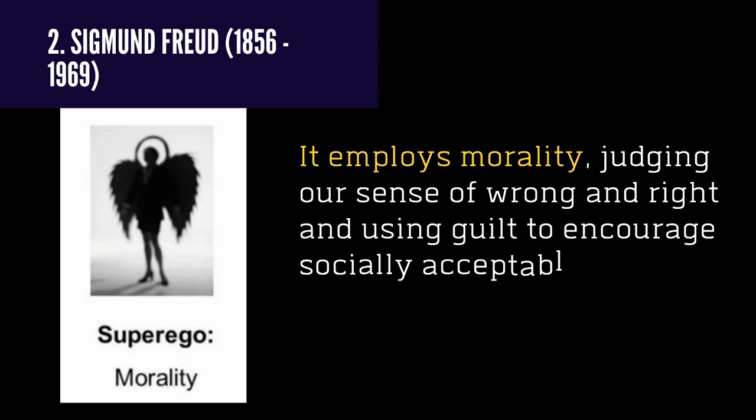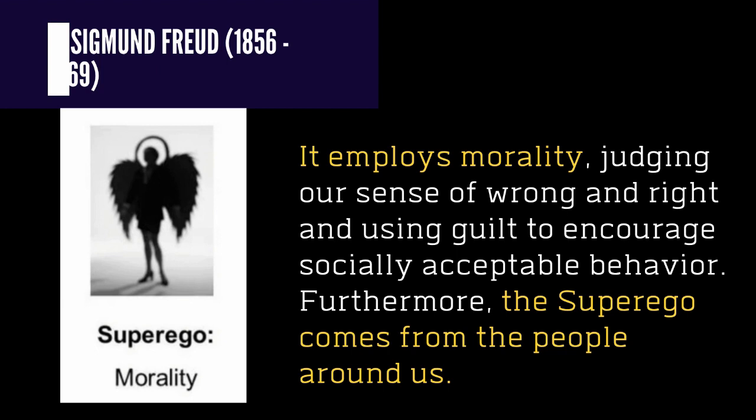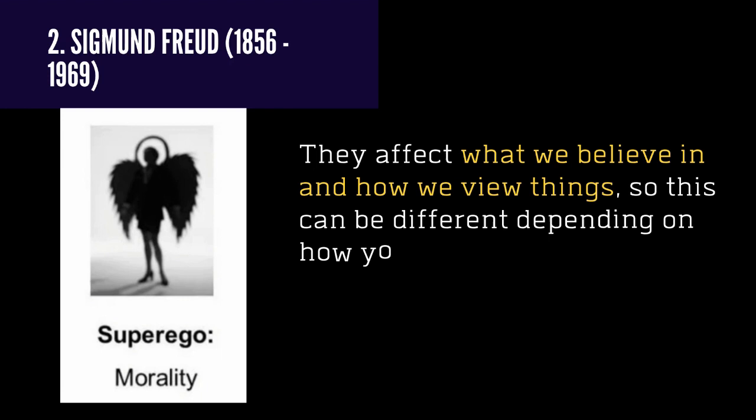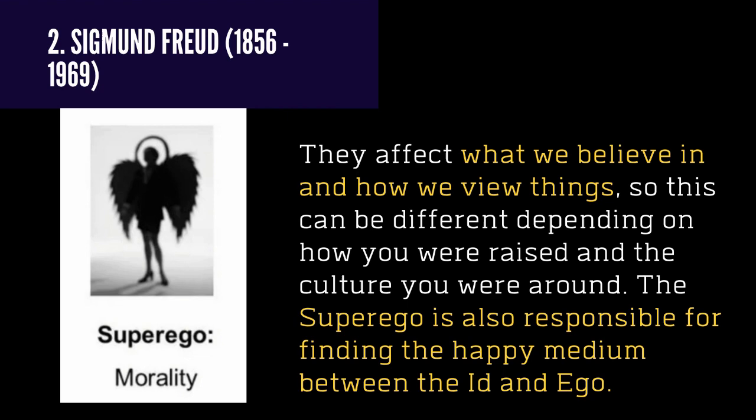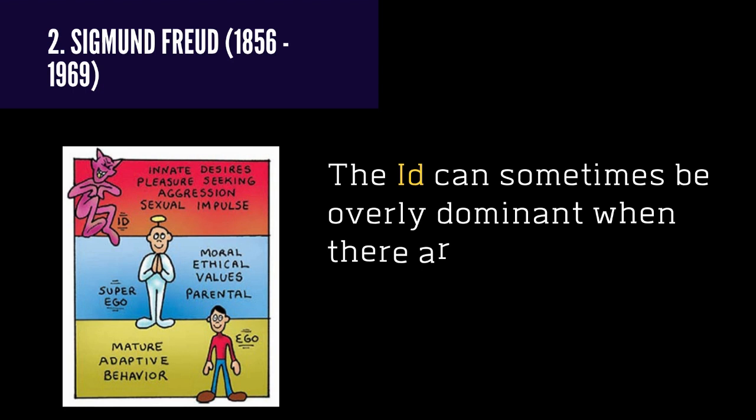Furthermore, the superego comes from the people around us. They affect what we believe in and how we view things, so this can be different depending on how you were raised and the culture you were around. The superego is also responsible for finding the happy medium between the id and ego. The id can sometimes be overly dominant when there are humanistic urges. The ego can be very unrealistic in terms of how we view ourselves.